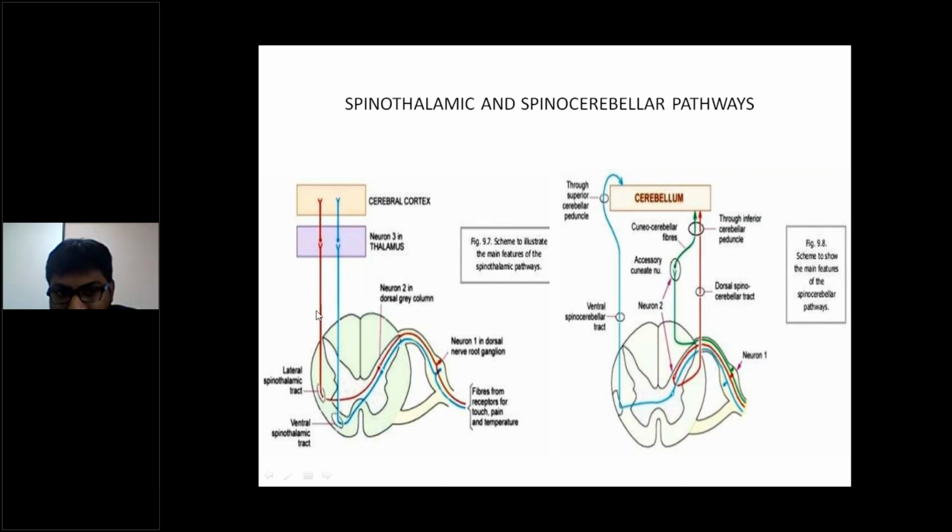Ipsilateral position and vibration sense, contralateral pain and temperature are lost. That is the Brown-Sequard syndrome. First year, the Brown-Sequard syndrome: contralateral pain and temperature, ipsilateral position and vibration. This is due to the involvement of the lateral spinothalamic tract and the posterior column. Posterior column affected, position and vibration sense; lateral spinothalamic tract affected, pain and temperature.